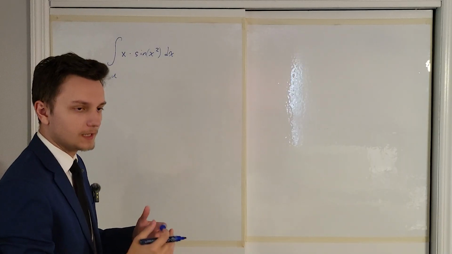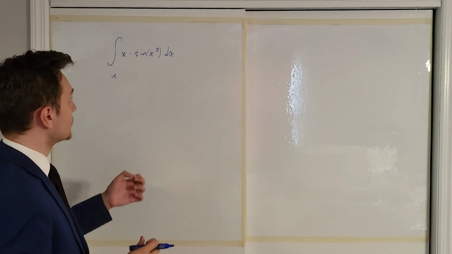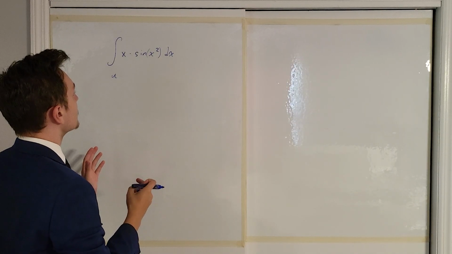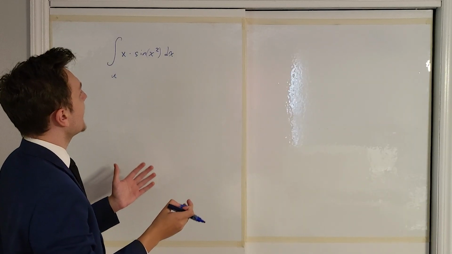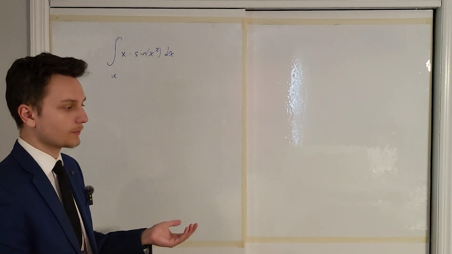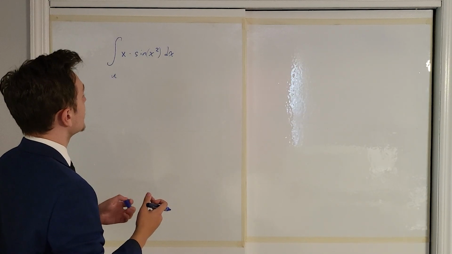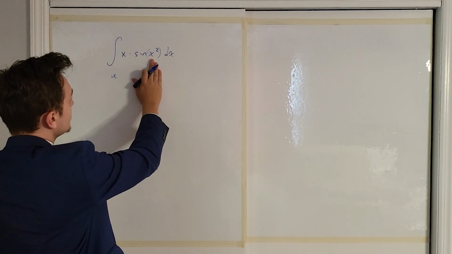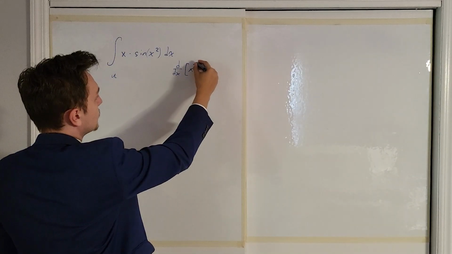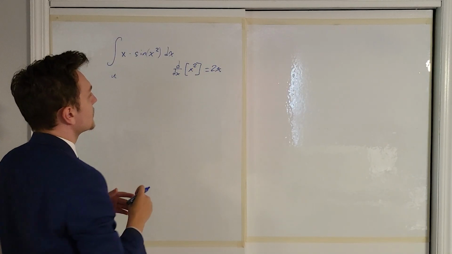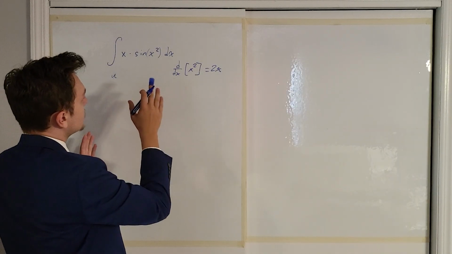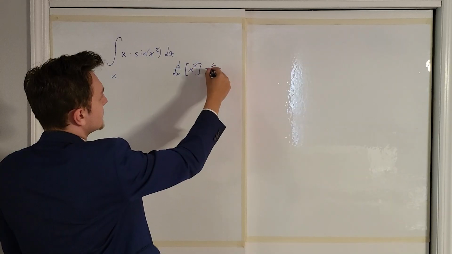So the criteria to use u-substitution is you need to be able to look at your integral, and you need to be able to find a function and its derivative. Both of those need to be present in your integral. In this case, I'm seeing x squared, and I'm seeing an x, and I know that the derivative of x squared equals 2x.